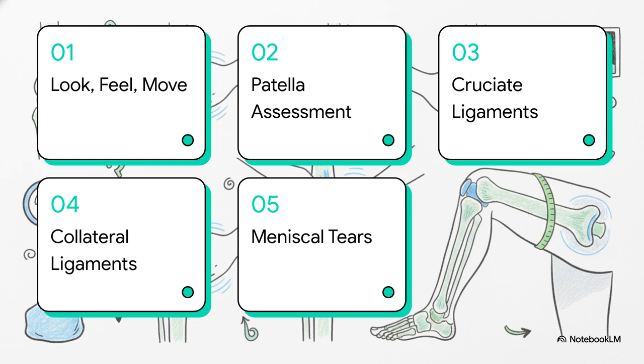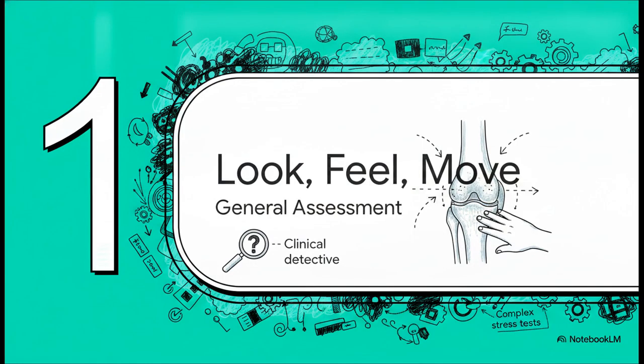Here is our roadmap for today. First, look, feel, and move. Second, assessing the patella. Third, testing cruciate ligaments. Fourth, testing collateral ligaments. And finally, number 5, checking for meniscal tears. Let's get to it. Starting off with Section 1, look, feel, and move.